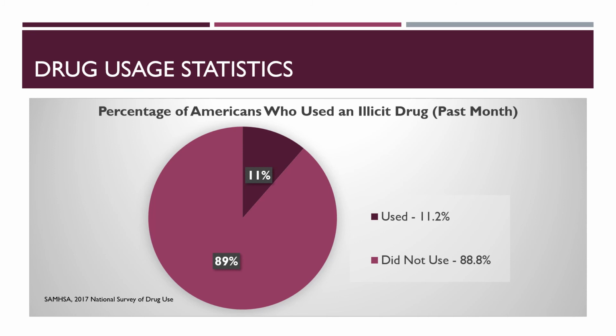And you might be interested to know that about 89% did not use an illegal drug. About 11% did. So for every 9 adults in the United States, about 1 has used an illegal drug in the last month, and about 8 of those 9 have not.